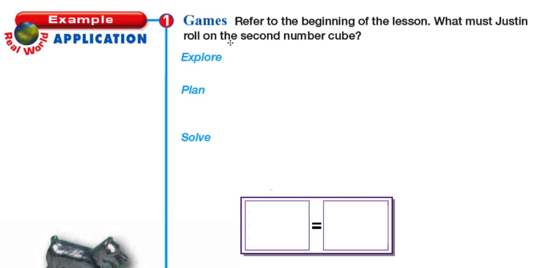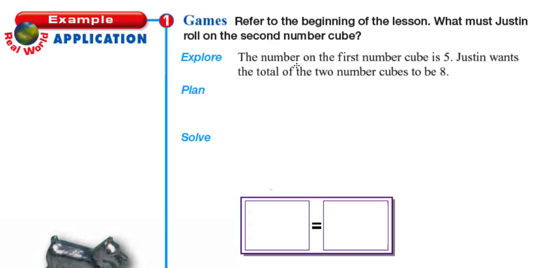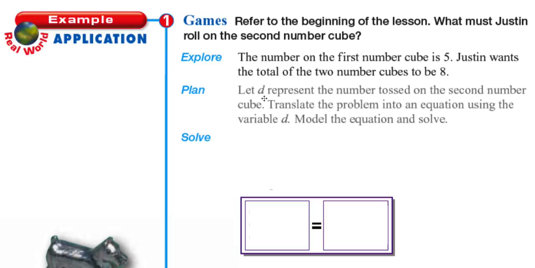What must Justin roll on the second number cube? So what do we know? We know that the number on the first number cube is 5. Justin wants a total of 2 number cubes to be equal to 8. And just like any word problem in algebra, we need to define our variable. In defining a variable, we use what we call a let statement, meaning you start with the word let. So in this case, let D represent the number tossed on the second number cube, and we will translate the problem into an equation using the variable D. And we will also model the equation and then solve.